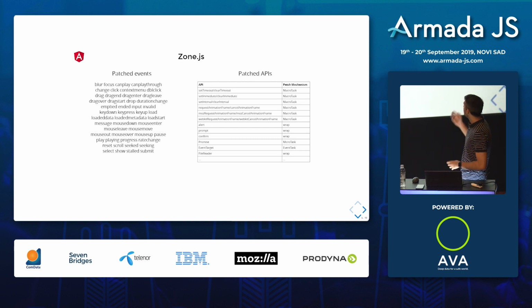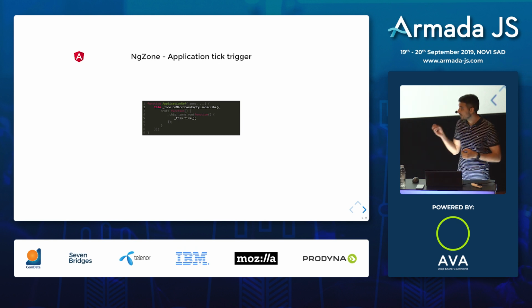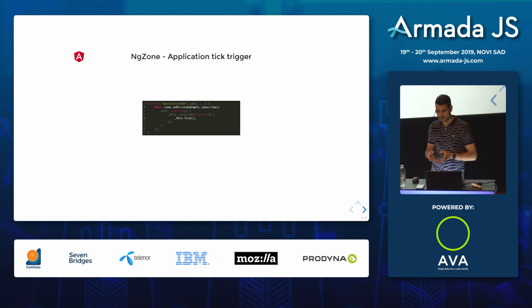And it patches the web APIs. This is also not the complete list. It treats them inside the zone as micro and macro tasks. That's important for the event loop. And Angular actually has NgZone, which is a wrapper around the zone, which does a simple thing. Once all tasks are done, that means that we have gathered all the running tasks and we actually know when all of the tasks are done, it just triggers the tick, which goes and does the change detection on the entire tree.